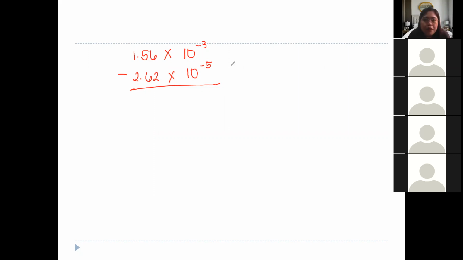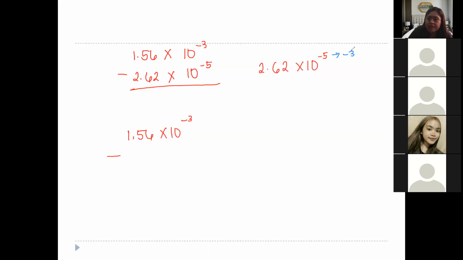Okay. So we have 1.56 times 10 raised to the power of negative 3 minus 2.62 times 10 raised to the power of negative 5. Let's have the 1.56 times 10 raised to the power of negative 3 as is. And ato ang i-adjust si 2.62 times 10 raised to the power of negative 5. So let me rewrite it. 2.62 times 10 raised to the power of negative 5. Our goal, class, is to make it as negative 3. So what is our rule for negative na exponent? Move to the left.